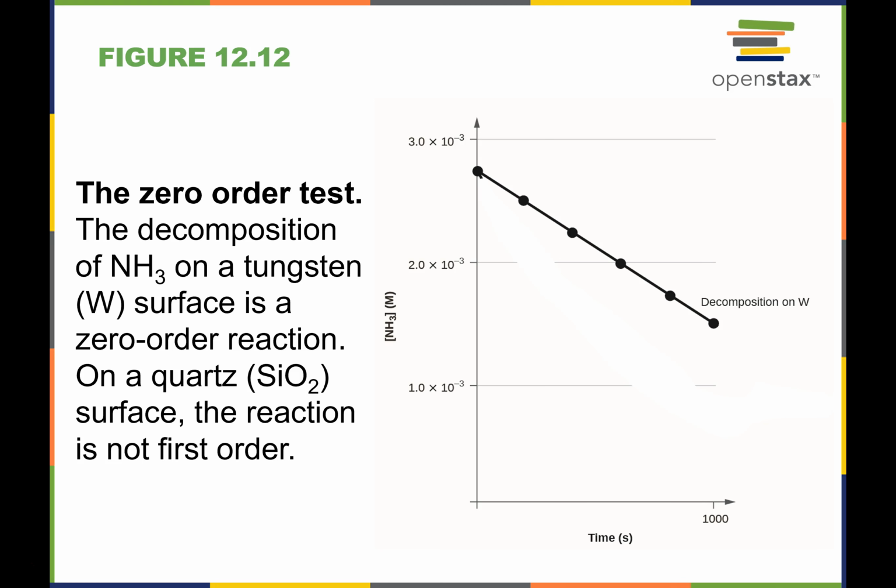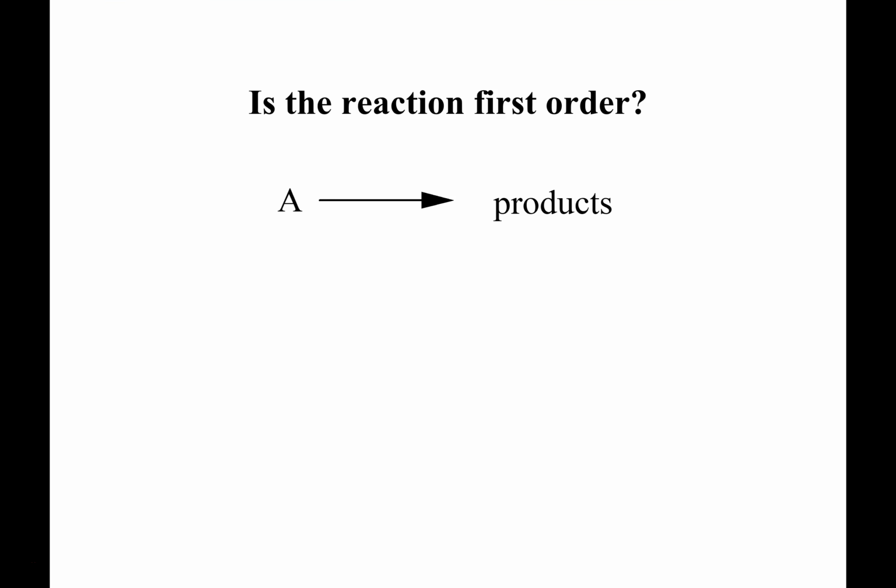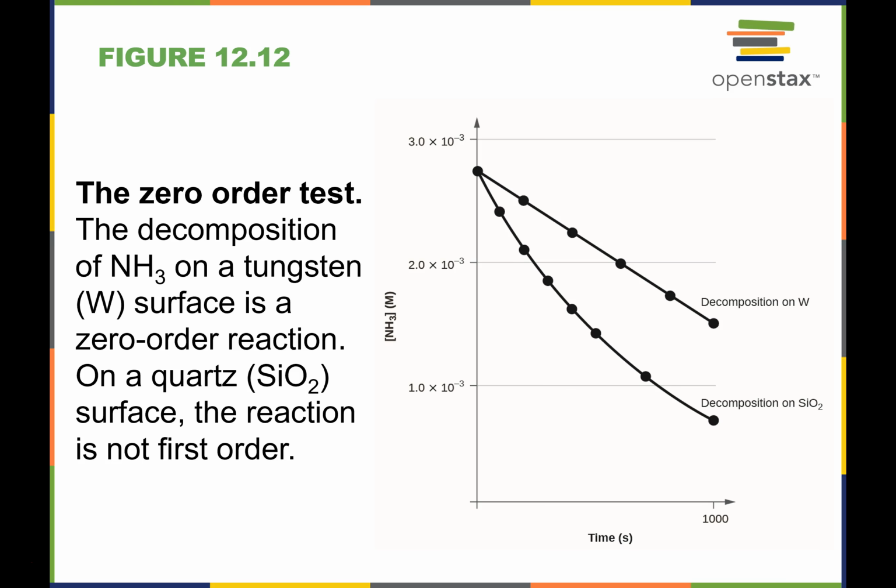I'm plotting the molar concentration of a reactant versus time. Zero order test: straight line, not a straight line. Okay? So we say the decomposition of SiO2 fails the zero order test. The decomposition of tungsten, W, passes the zero order test. Because it's straight. Yep, that's totally it.